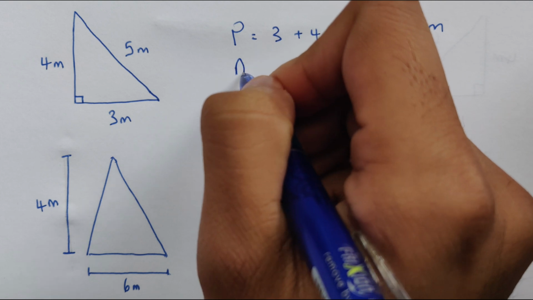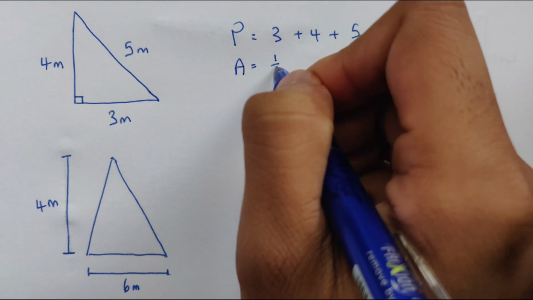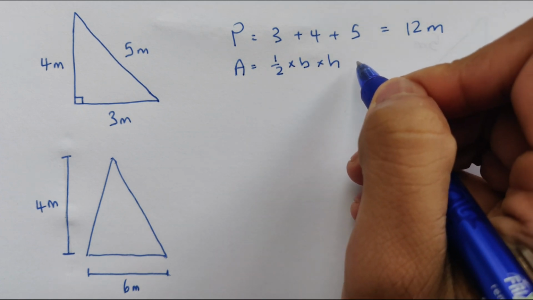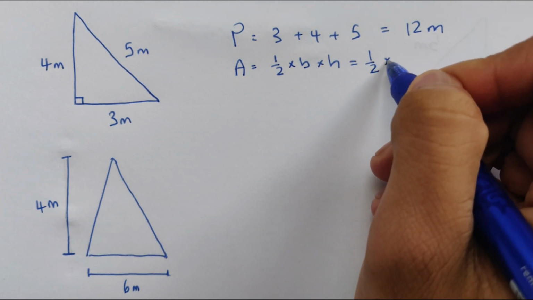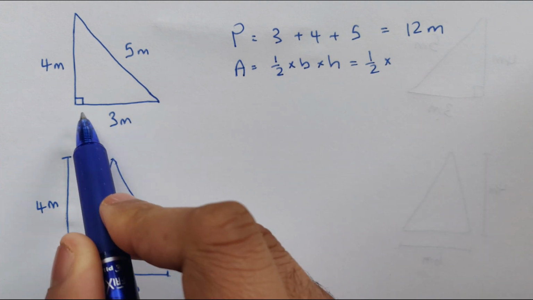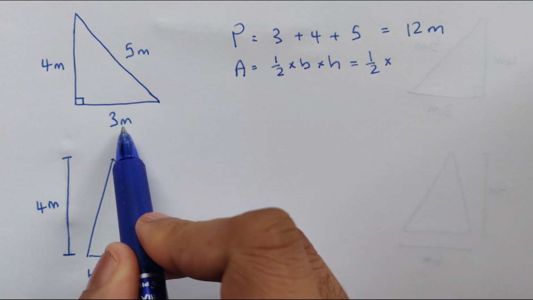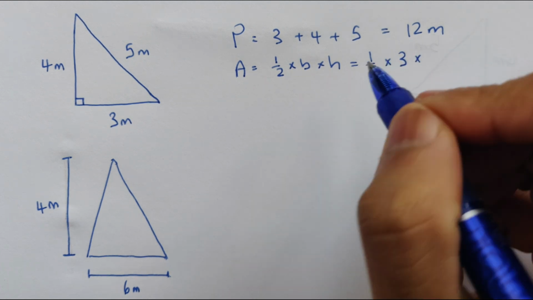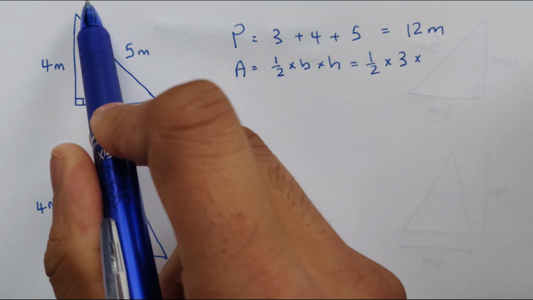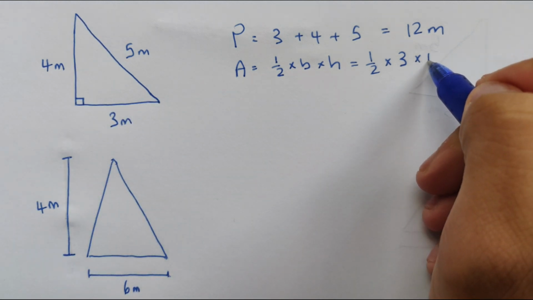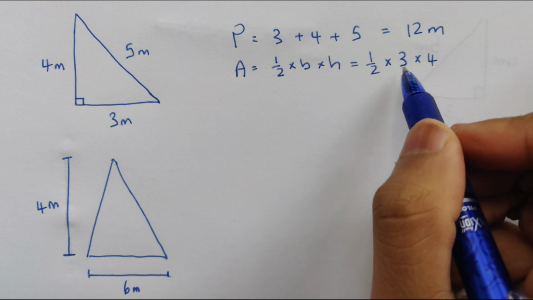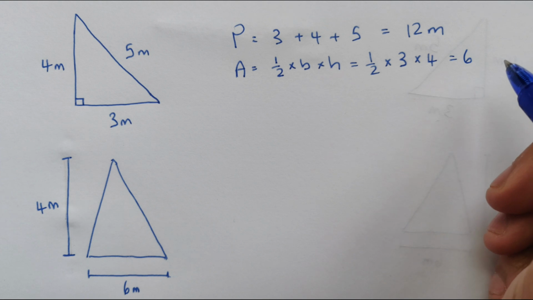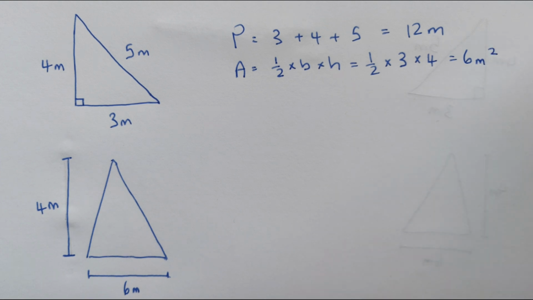Now let's calculate the area. The area of a triangle is calculated by going 1/2 times the base times the height. So this equals 1/2 times the base. And the base of this triangle is equal to 3 meters. So we add the 3 here, times the height. And the height of this triangle is equal to 4 meters. So we add the 4 here. So we go 1/2 times 3 times 4, which is 6. And remember the unit of meters squared.